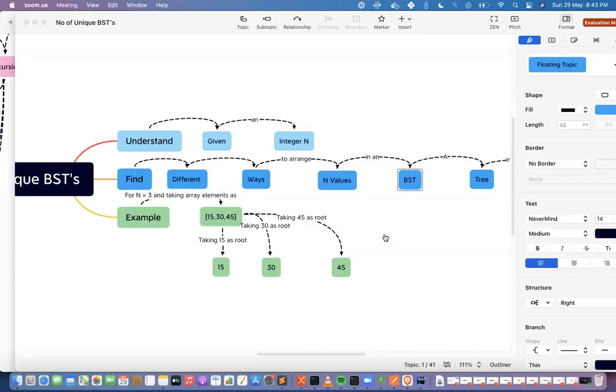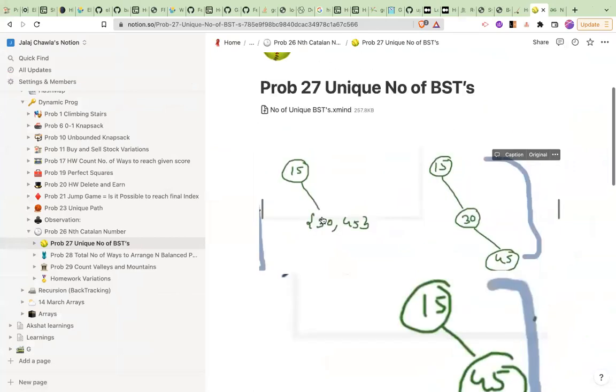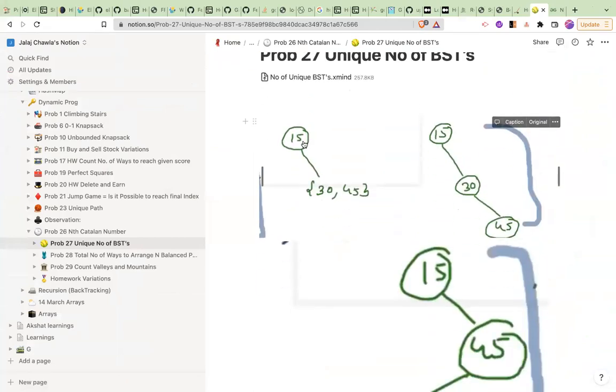So if you see this current screen, basically what we did is, I took 15 as a root element, and then we can arrange 30, 45 accordingly.